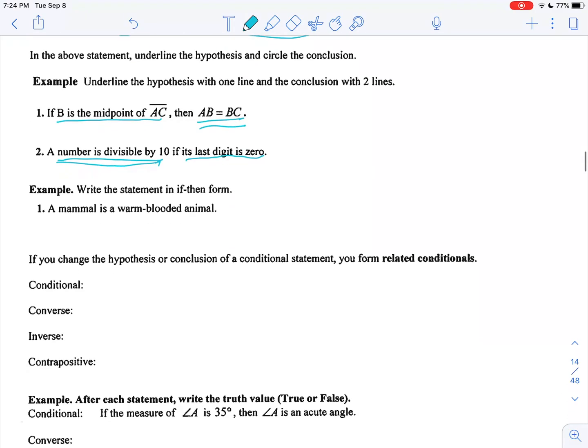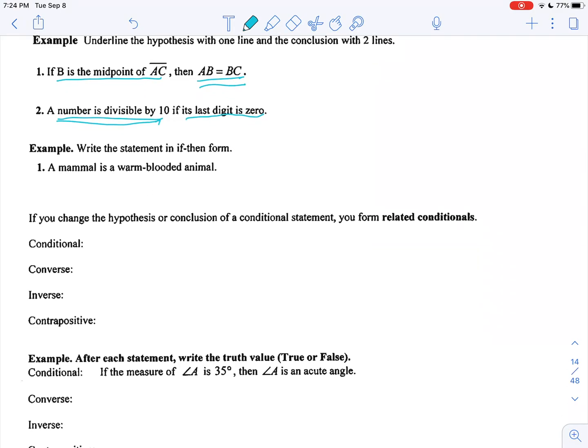Now sometimes you'll be asked to write an if-then statement given a statement. So, a mammal is a warm-blooded animal. If I were to rephrase that as a conditional statement: if an animal is a mammal, then what can we conclude? Then it is warm-blooded. If it helps you to type your homework because there's lots of writing, I'm fine with that as well.